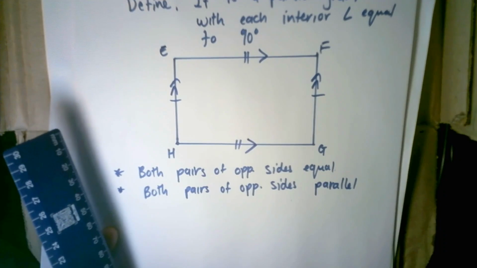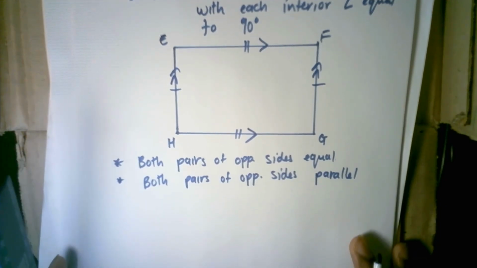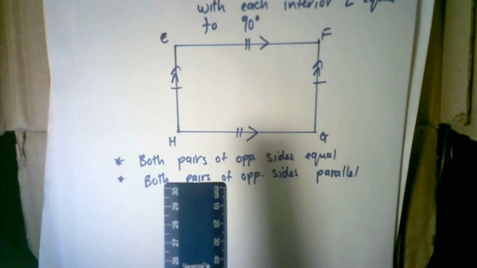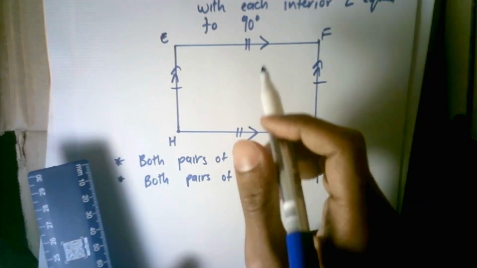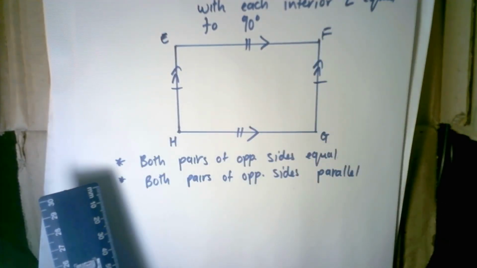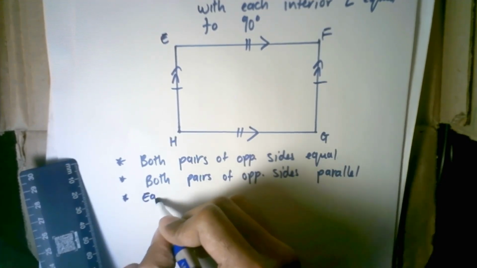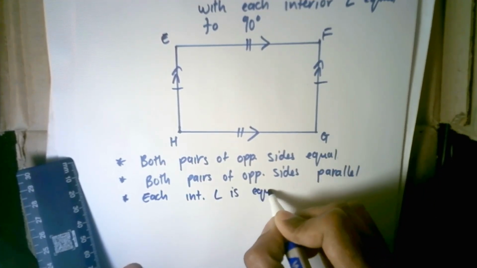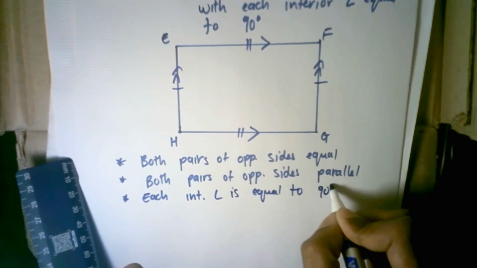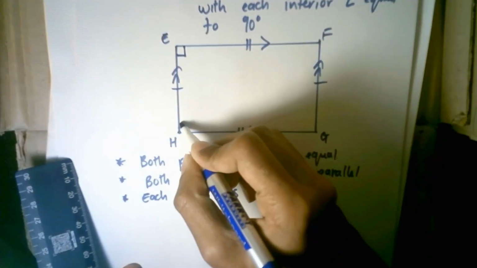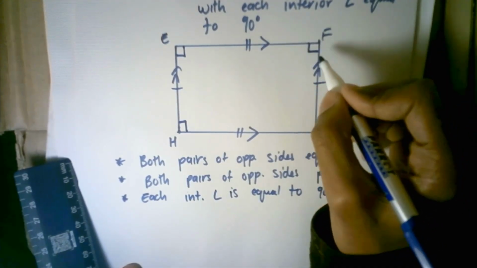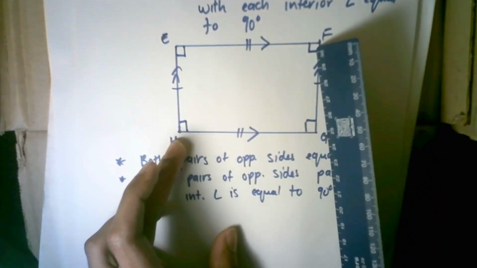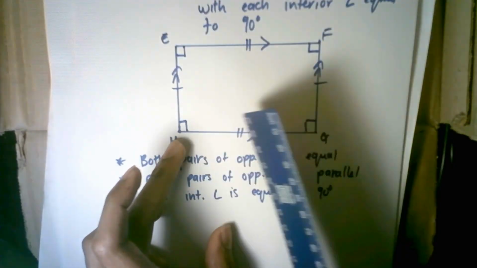And what else do we know? Both pairs of opposite angles are equal. And of course, they have to be equal because of the definition of a rectangle. Each interior angle is equal to 90 degrees. So angle E is equal to 90 degrees, angle H is equal to 90 degrees, angle F is equal to 90 degrees, and angle G is equal to 90 degrees. And of course, 90 plus 90 plus 90 plus 90, the sum of angles of a quadrilateral is 360 degrees.